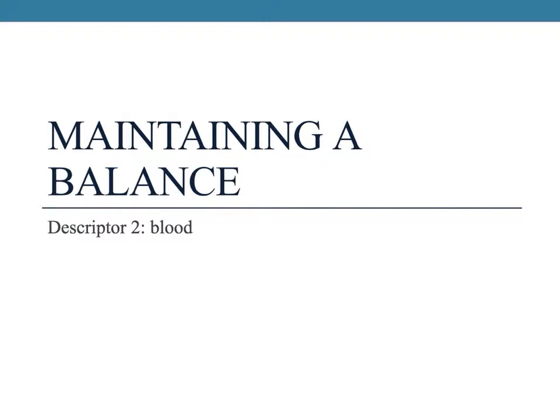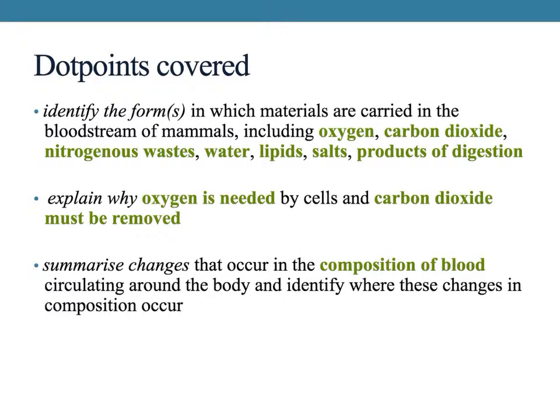So we're going to cover in this video the part of the Maintaining a Balance Descriptor 2 syllabus that covers blood composition. So the dot points we're going to cover are these three. Identify the forms in which materials are carried in the bloodstream of mammals, including oxygen, carbon dioxide, nitrogenous wastes, water, lipids, salts, and the products of digestion. So how are they carried in the blood?